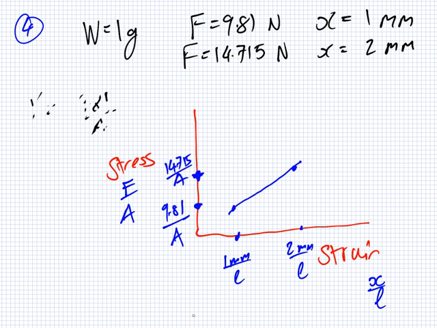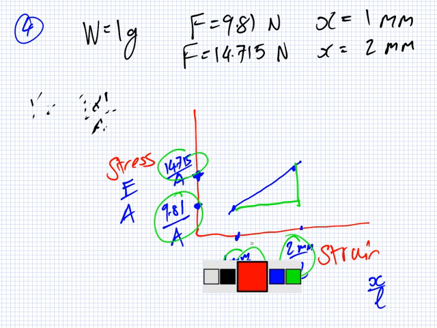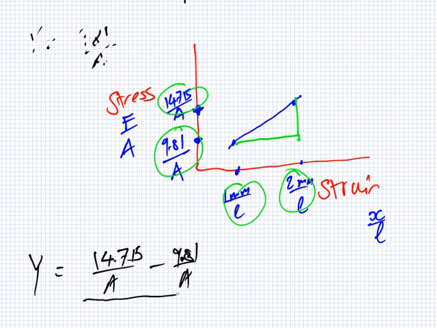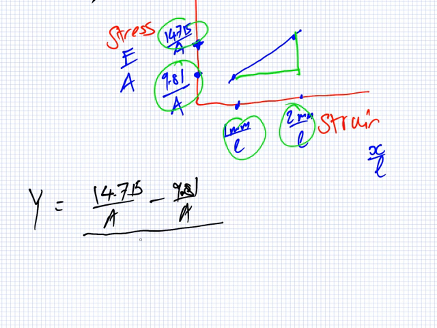So you don't know the L and the A, but you can still kind of get an idea of what the Young's modulus is. It should be the slope. So it will be this number minus this number divided by this number minus this number. So Young's modulus should be 14.715 over A minus 9.81 over A, all over 0.001 over L minus 0.002 over L. Let's see what we get.